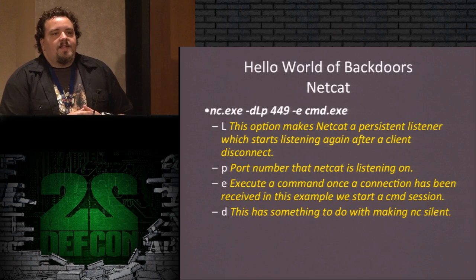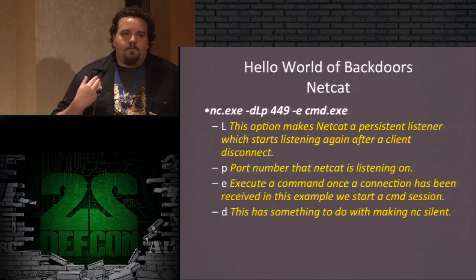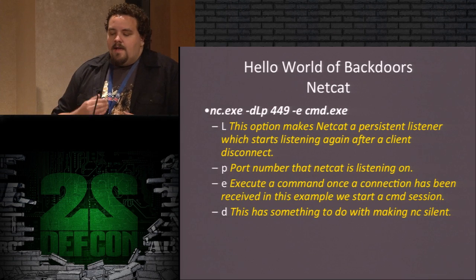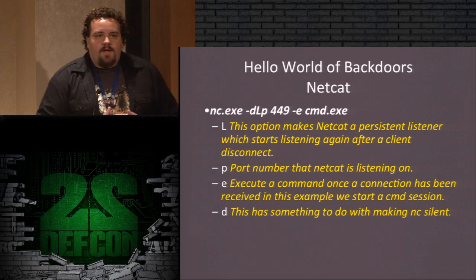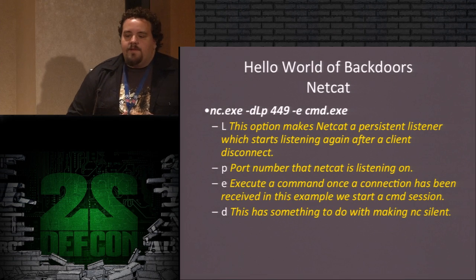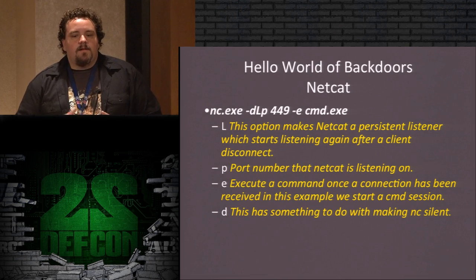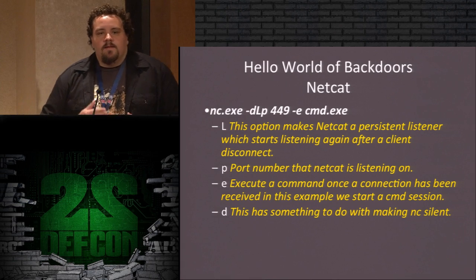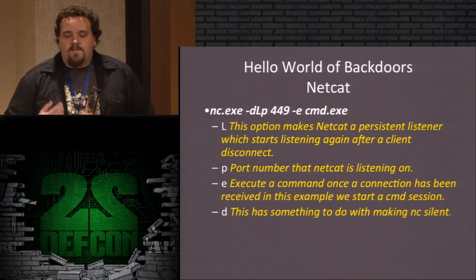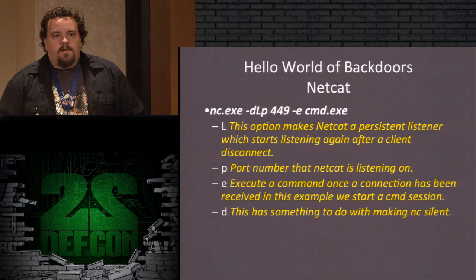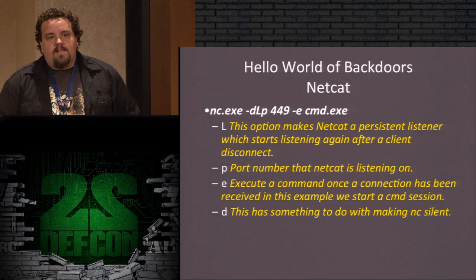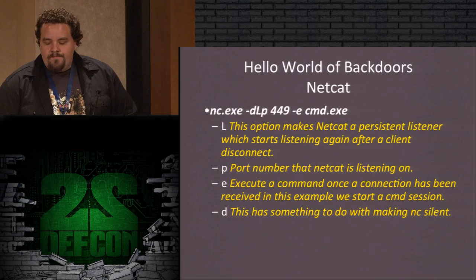So we want to set up netcat, so we get netcat from Kali or wherever we're going to grab it from, and then we're going to set up a backdoor, right? So here in this command, we're running netcat with a listener on port 449, and we're telling it to execute the command line CMD. So as soon as I connect to that port through netcat as a client, I'm going to get a command prompt.